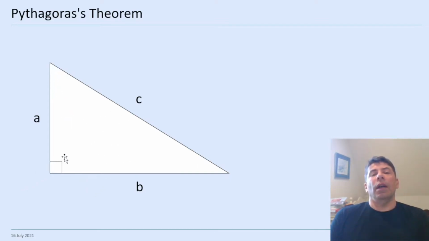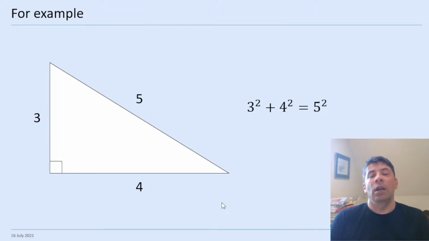So here's a triangle, a right angle triangle. We're going to call the sides a, b and c in length. The one opposite the right angle we're going to call c. That's the longest side, sometimes called the hypotenuse. Pythagoras' theorem says that a squared plus b squared equals c squared. So just some examples. If the sides were 3, 4 and 5 in length, this would work. This would be a right angle triangle because 3 squared plus 4 squared equals 5 squared.